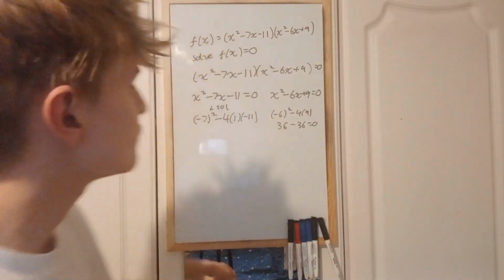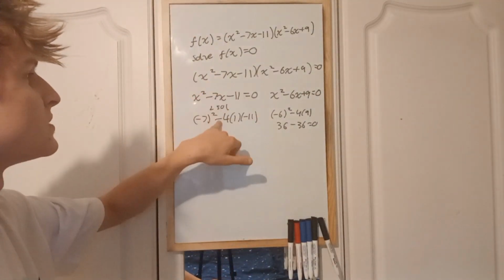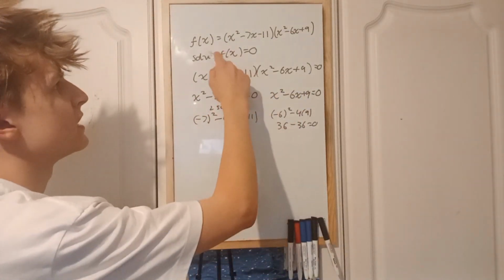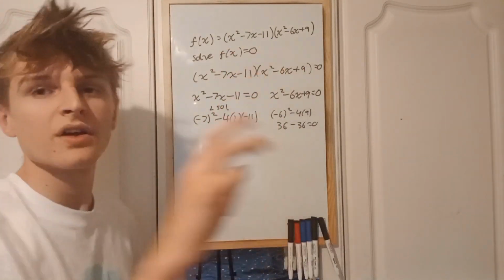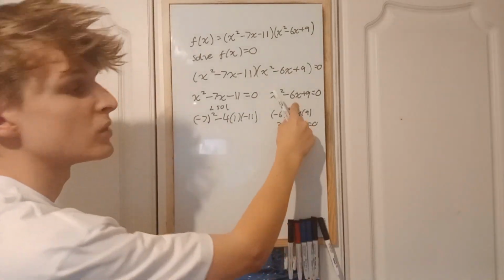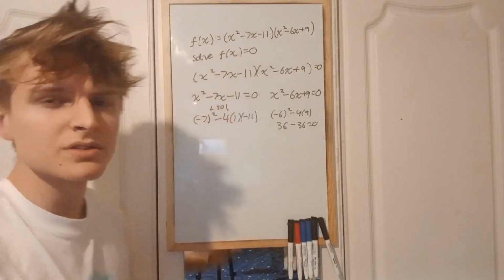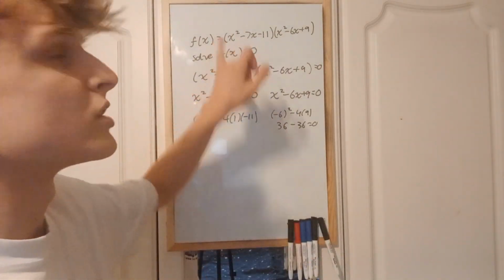So from this bracket, we can get two solutions. From this bracket, we get one solution. Therefore, the original function here has exactly 3 roots. Sorry, I think I misspoke earlier. So we get 3 solutions for that polynomial function there.